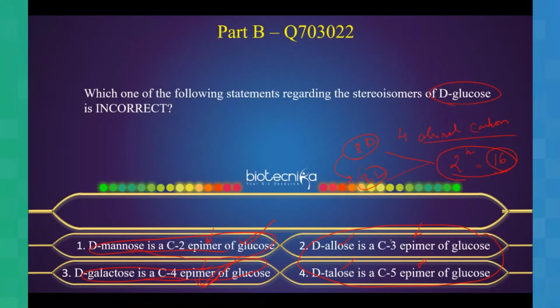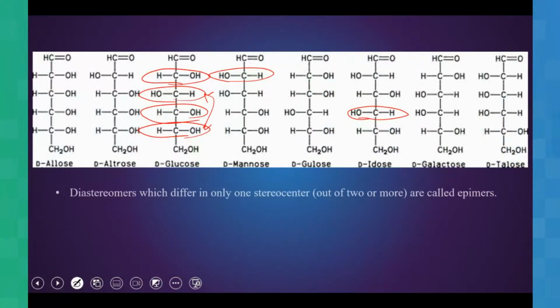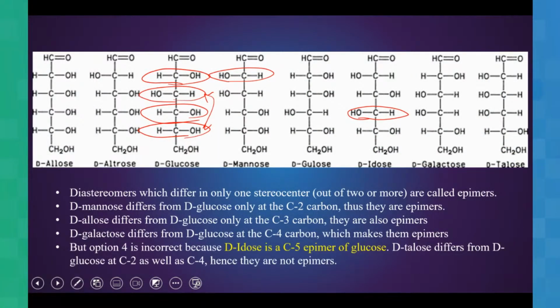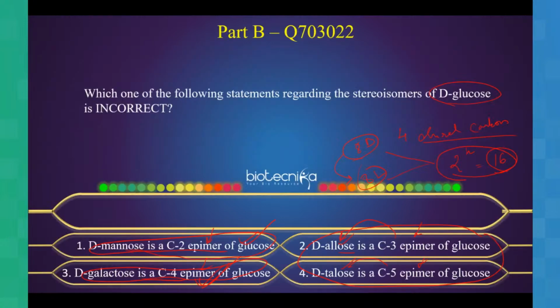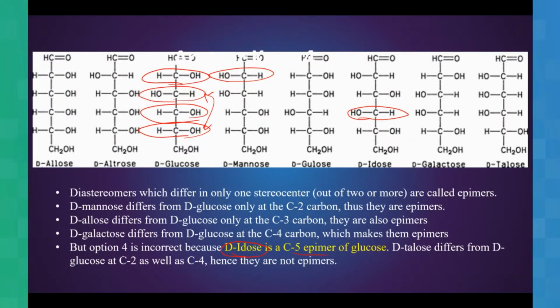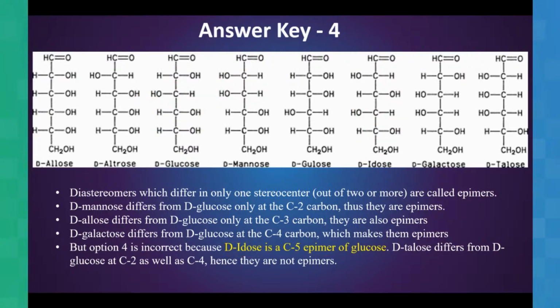The epimer for C3 of glucose is allose, and for C5 it is not talose, because D-idose is the C5 epimer. So the second statement is correct: allose is a C3 epimer, but for C5 it is not talose, rather it is idose. D-talose differs from D-glucose at C2 as well as C4, so that is why they are not epimers. If you look at talose and glucose, they differ at C2 and also at C4.